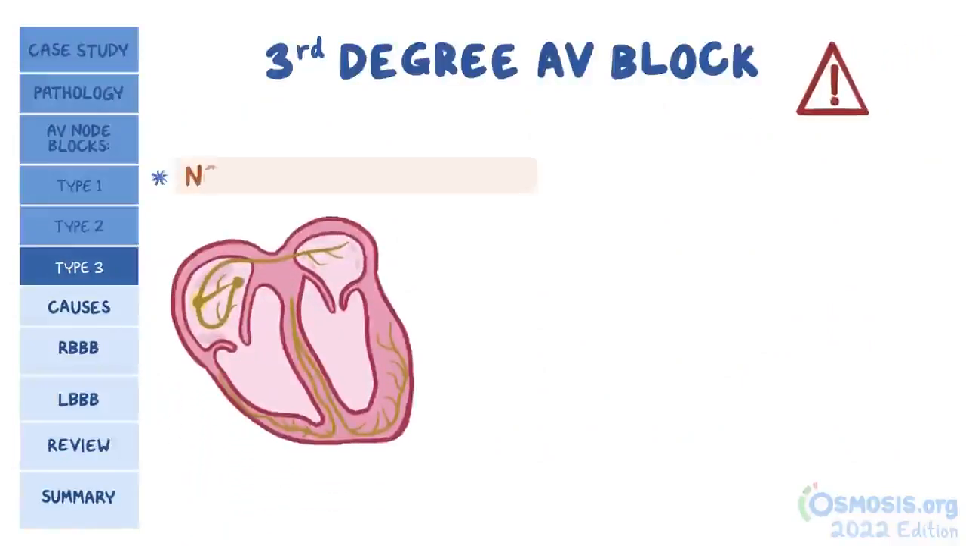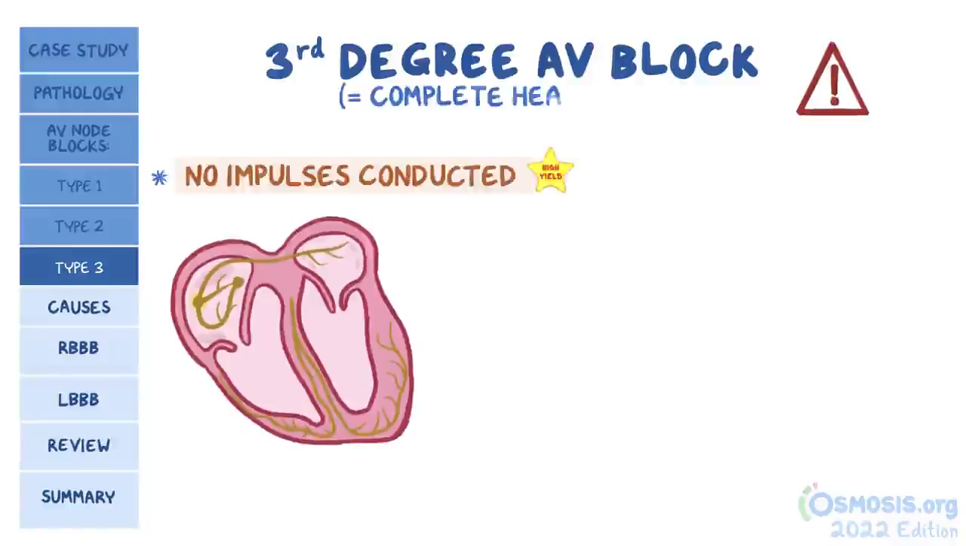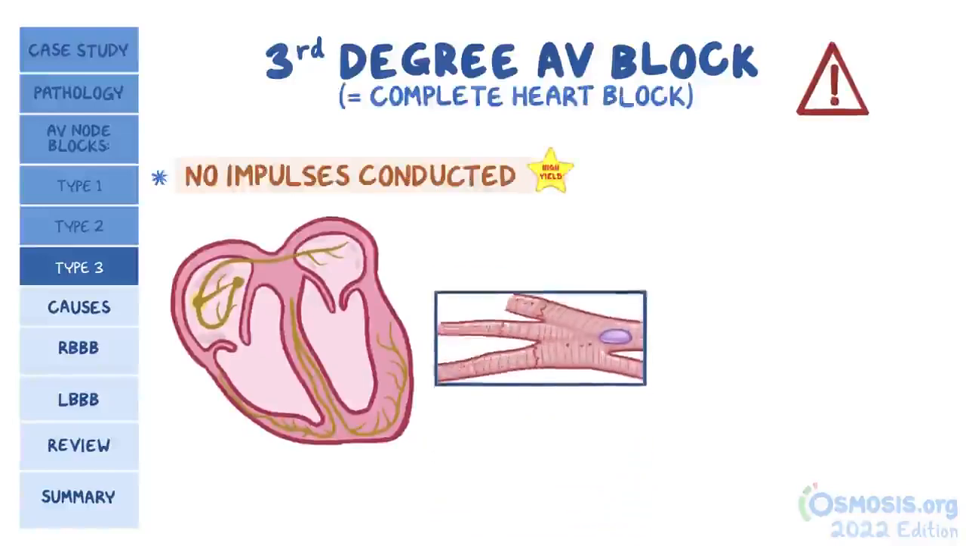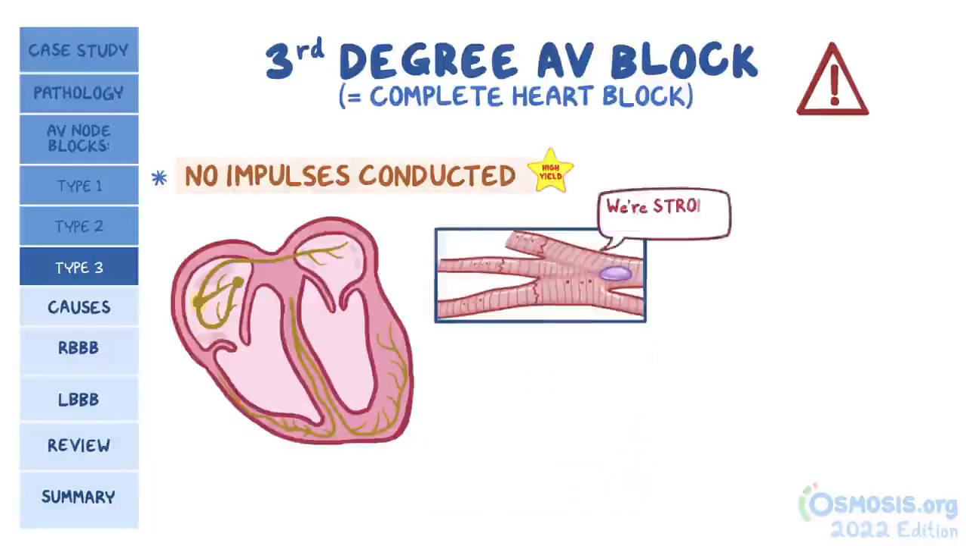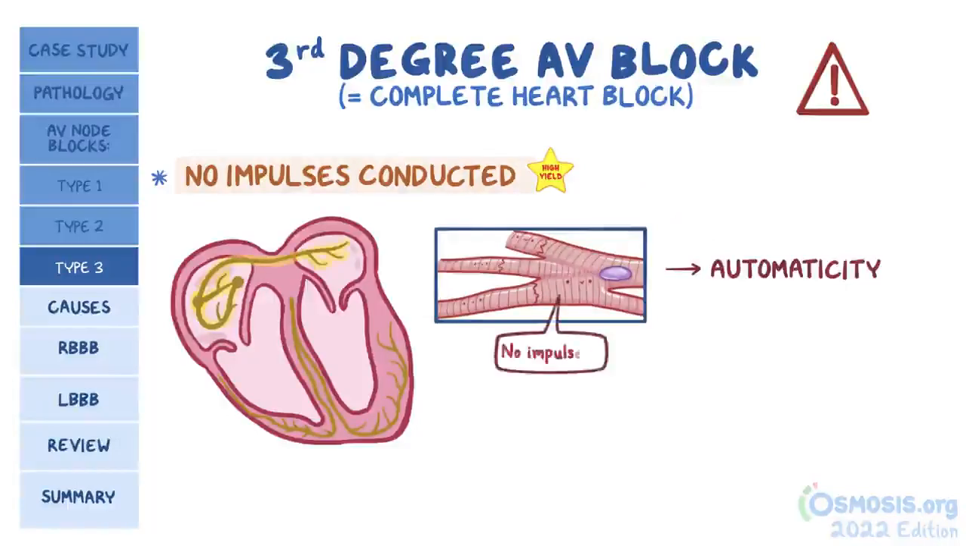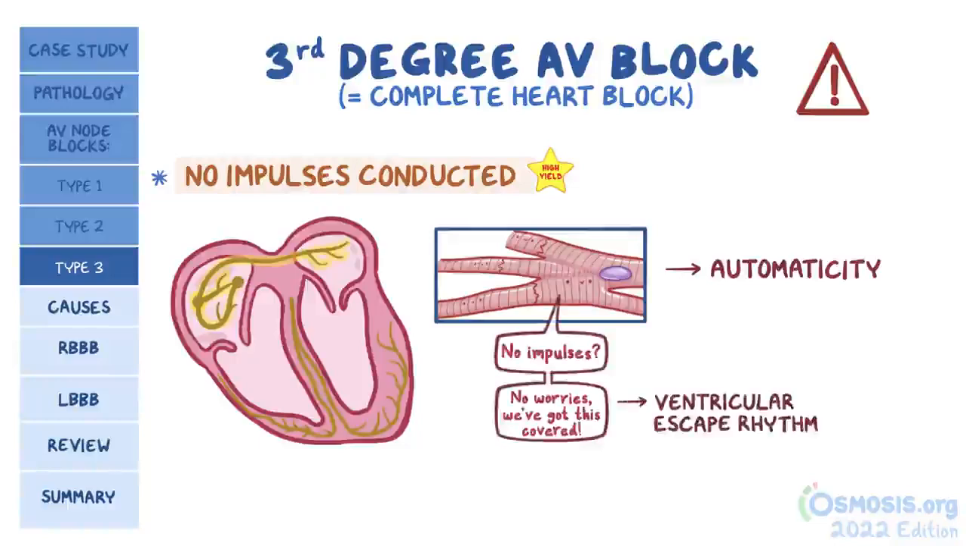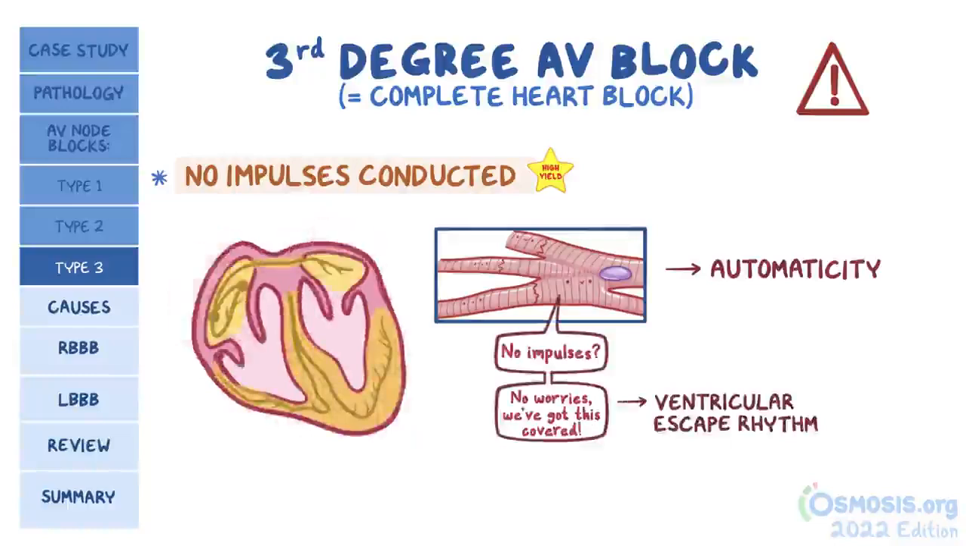In this type, none of the electrical impulses are conducted through the AV node, and that's why it's also called complete heart block. Now, remember that all cardiomyocytes are capable of starting their own electrical activity, a property called automaticity. So, in third-degree AV block, the ventricles recognize that they're not getting any impulses, and respond by generating their own electrical rhythm called a ventricular escape rhythm, just to hang on for dear life.